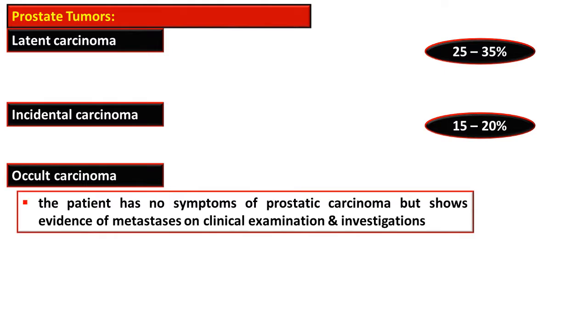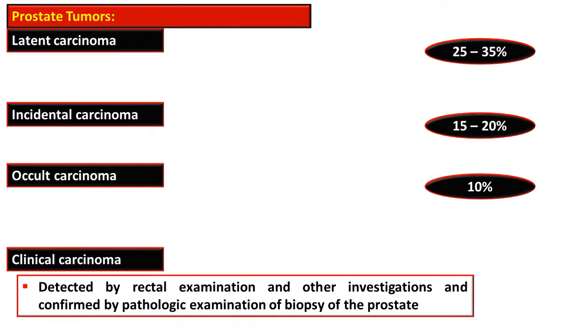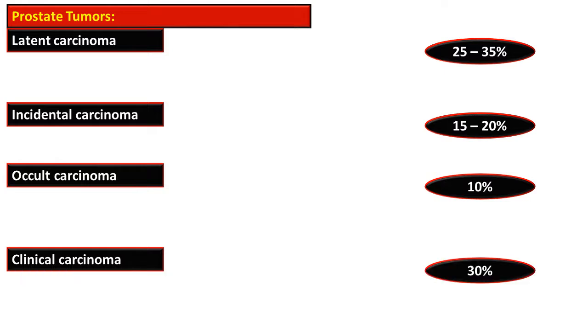Then occult carcinoma is the type of carcinoma in which the patient has no symptom of prostatic carcinoma but shows evidence of metastasis on clinical examination and investigation, and it is present in 10% of the scenarios. The clinical carcinoma is the type that is detected by rectal examination and other investigation and confirmed by pathological examination of biopsy of the prostate, and it is present in 30% of the cases.